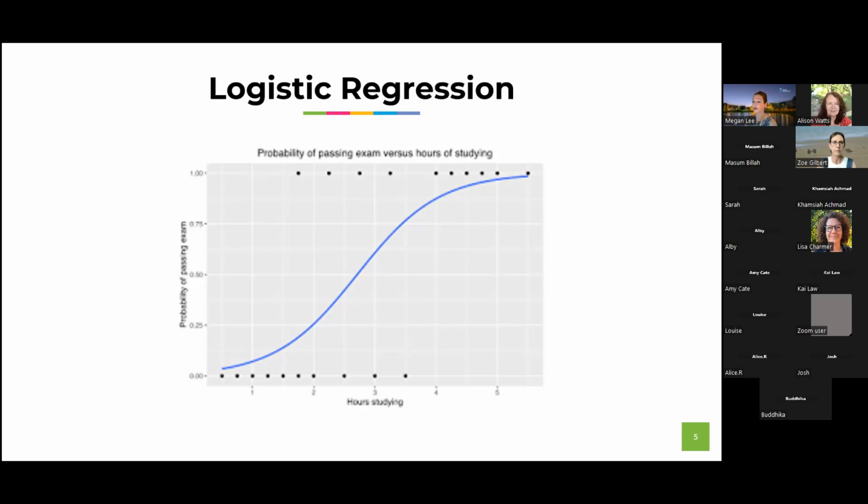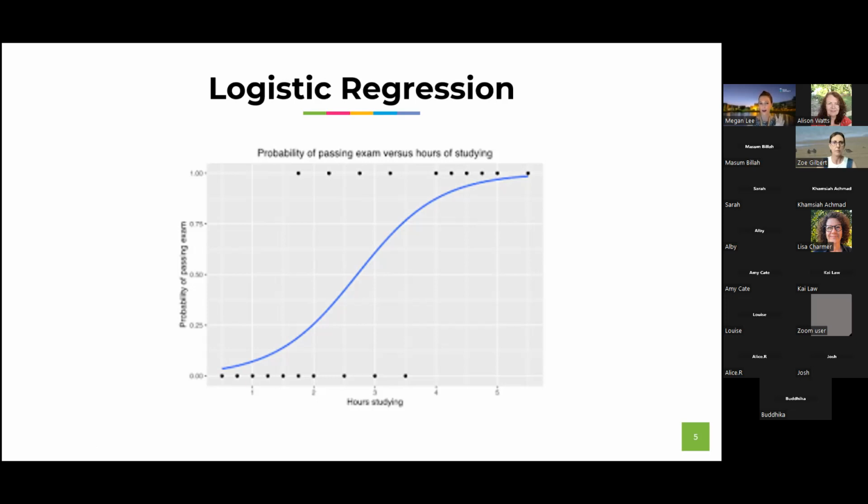Yes, logistic regression is the same as binomial. It is called binomial logistic regression when there are two variables, and it's called multinomial when there are more than two. Binomial is the most common. This is a binomial regression here, the logistic regression on the slide. Good question.